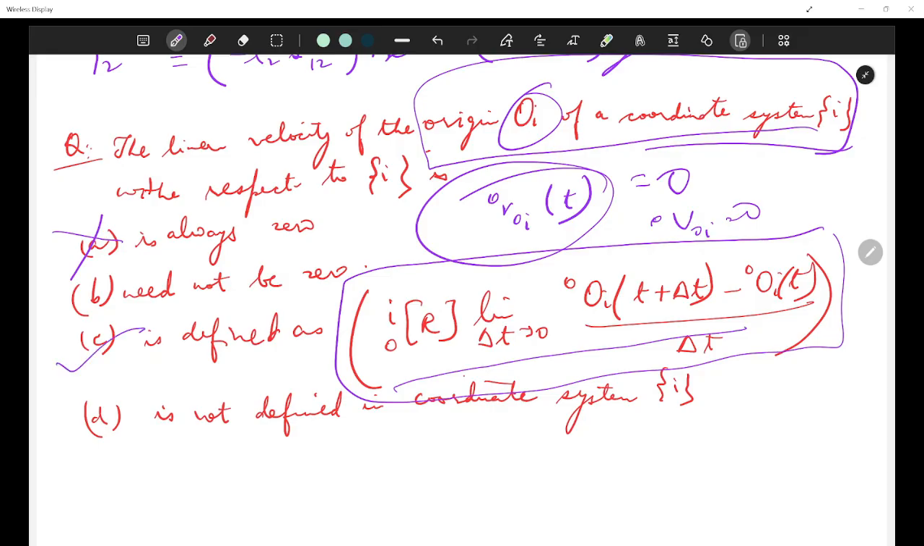So "need not be 0" is correct. And the other option was, is velocity not defined in coordinate system I? This is incorrect, right? Because velocity can always be expressed in any frame using the rotation matrix. There's no restriction, so option 4 is definitely wrong. So the final correct answers are "need not be 0" and that it is defined as this expression. So frame dependence of velocity is basically asked here, along with the difference between differentiation and description, and you should have a proper understanding of moving coordinate systems, right?